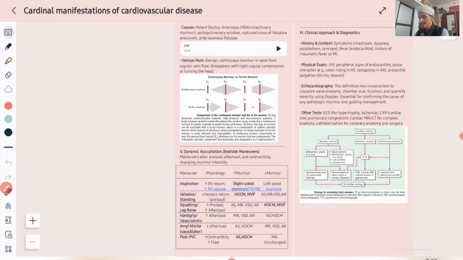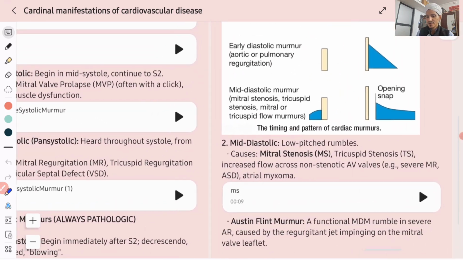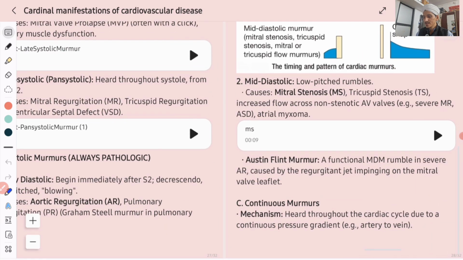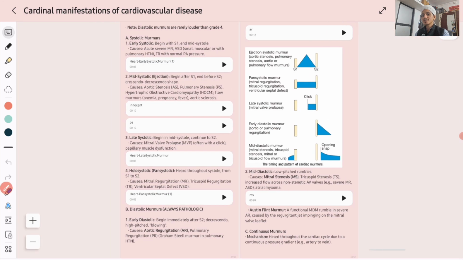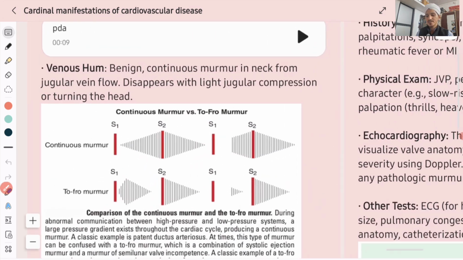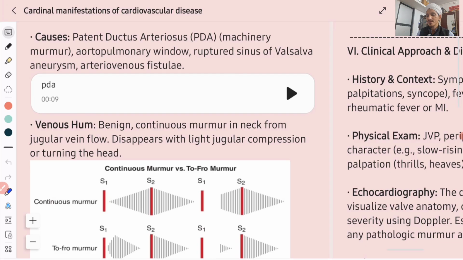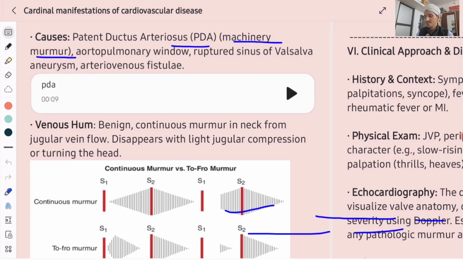So next is continuous murmurs. What is the mechanism? Heard throughout the cardiac cycle due to a continuous pressure gradient, for example from artery to vein. Classical example of this is patent ductus arteriosus. This is also known as machinery murmur. Machinery murmur, or AV fistulae. Let's hear the audio clip.